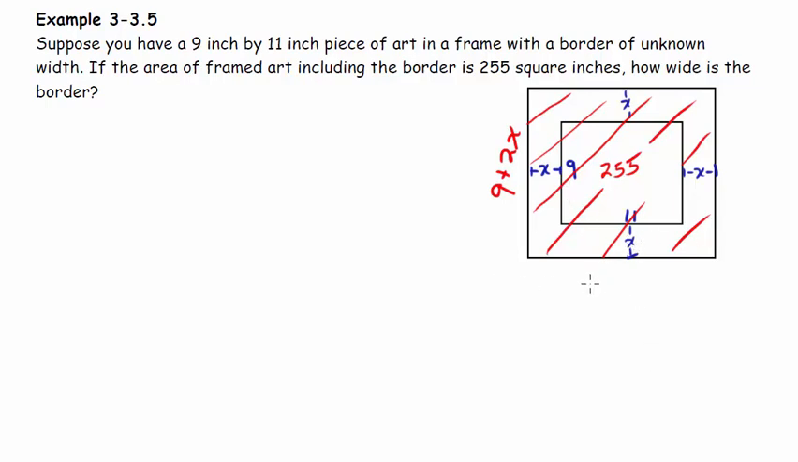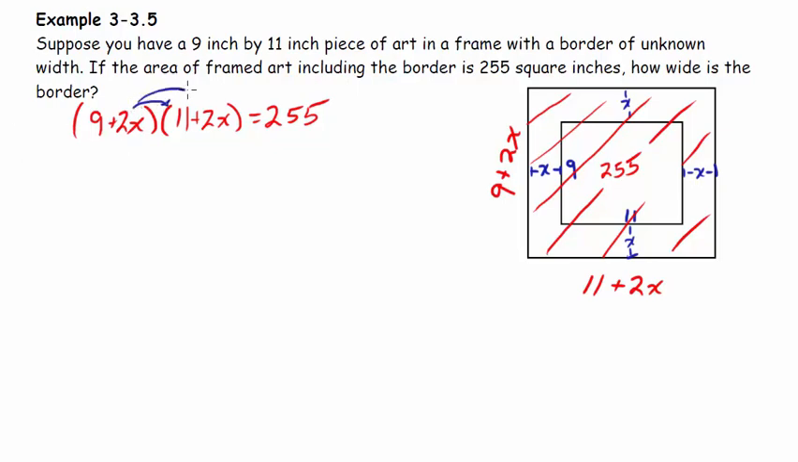Okay, if this piece was originally 11 and then I added a border of X on the left and X on the right, that's going to be 11 plus 2X. So then to get the area, we are going to multiply these two. So I'm going to have 9 plus 2X times 11 plus 2X gives me 255 square inches. Okay, now the first thing we need to do is use our distributive property, or you might have memorized the acronym FOIL, to expand all this, and then complete our square.